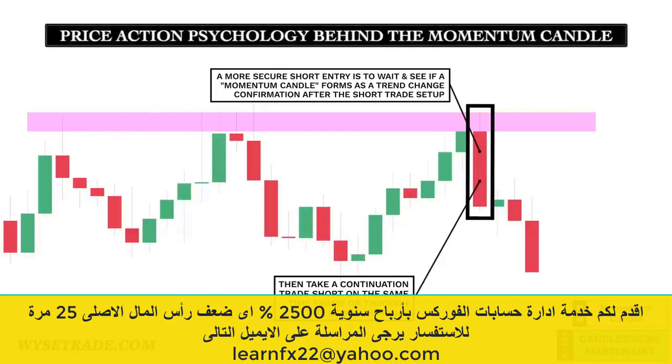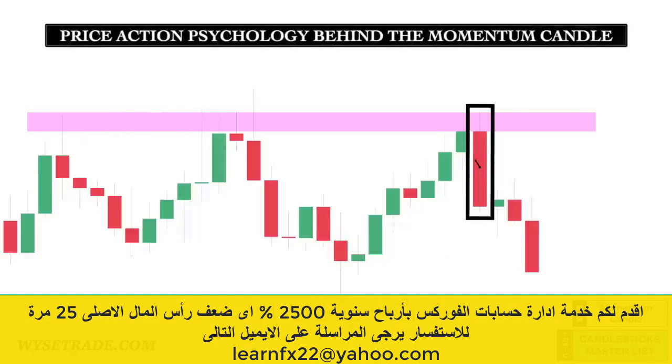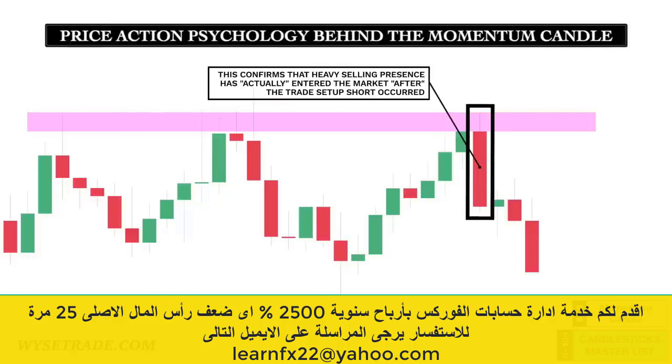So what is the price action psychology behind this pattern? The momentum candle confirms that a lot of sellers actually stepped into the market at the level, creating the heavy bearish momentum and thus causing the massive momentum candle to form.